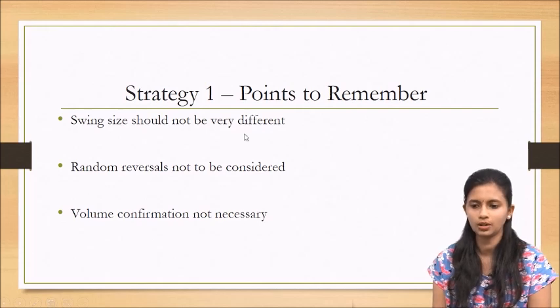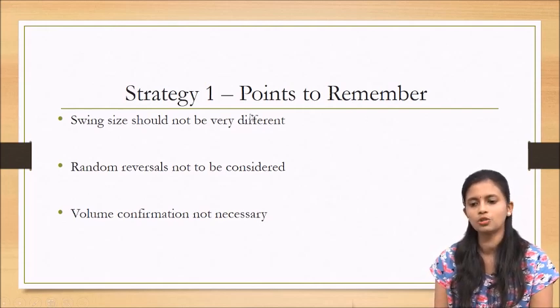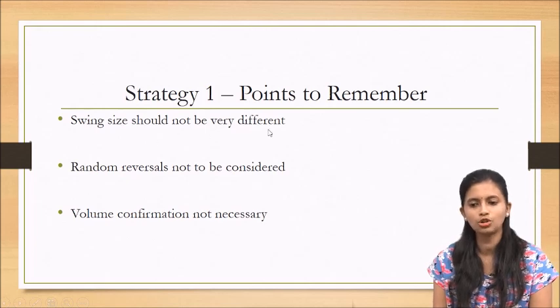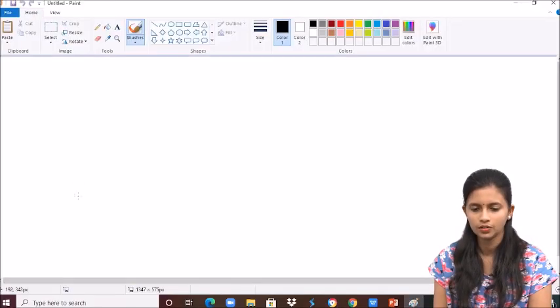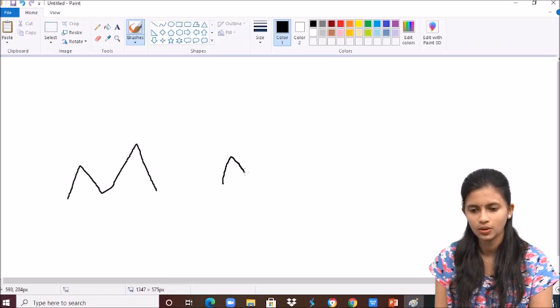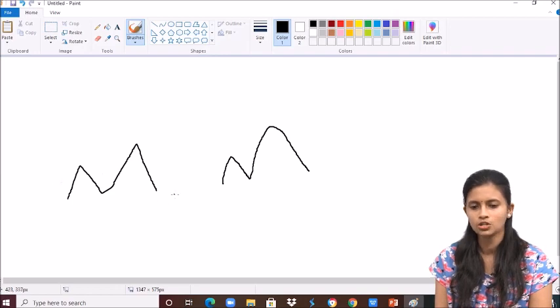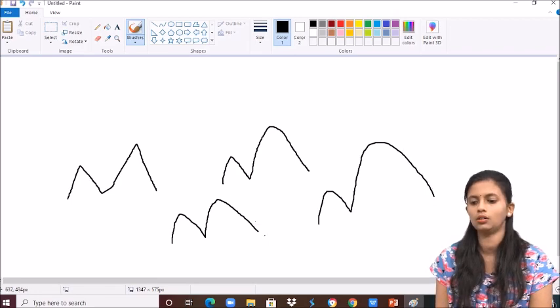Now, what are the points to remember under this? For strategy 1, you should make a note that the swing size should not be very different. When you go for strategy 1, the swing sizes should be the same or at least nearer. You cannot take one small swing and one large swing and apply strategy 1. It will not work. Swings should be something like this, this is fine. If one swing is like this and another one is like this, then this strategy will not work. It has to be something similar, not too different in size. So that is the first thing to be noted.